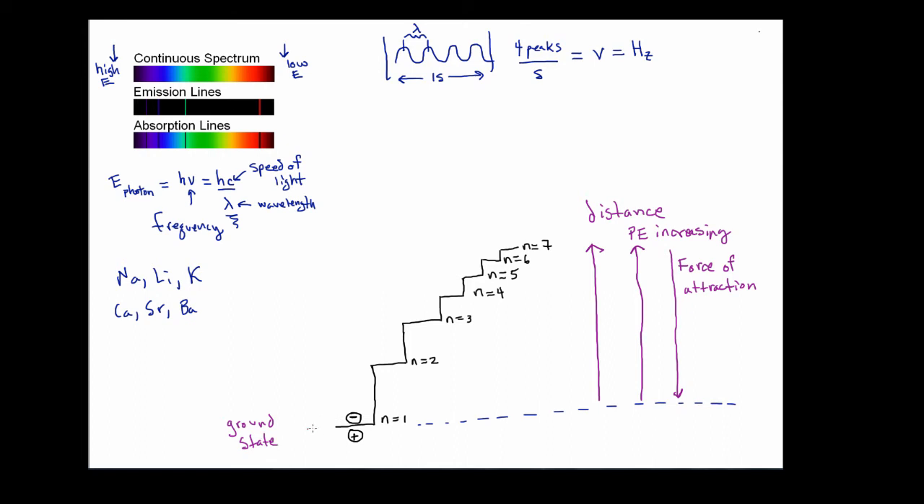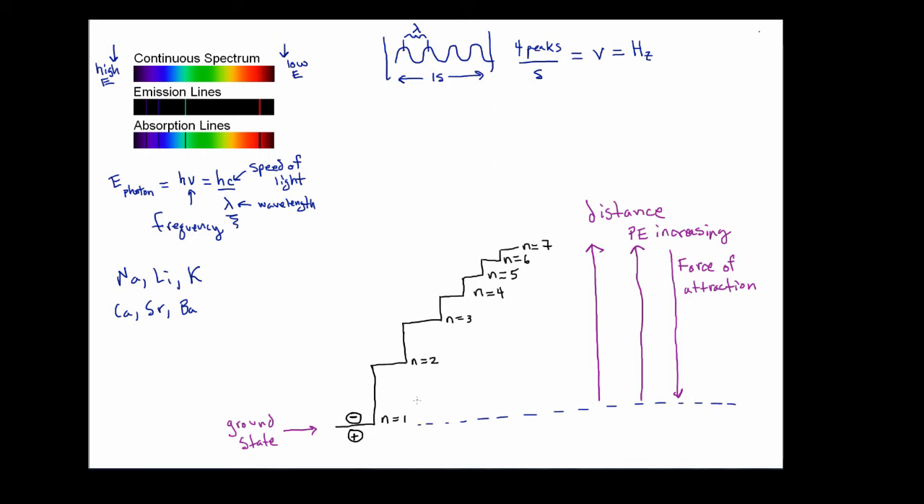Now you have to be careful extending this idea of ground state to any other atom, because hydrogen only has one electron. Helium has only 2 electrons. So the ground state for helium and hydrogen is going to be N1. But any other atom on the periodic table is going to have more electrons than this, and you need to realize that the ground state for those particular atoms is going to be one that involves more energy levels than just N equal 1.